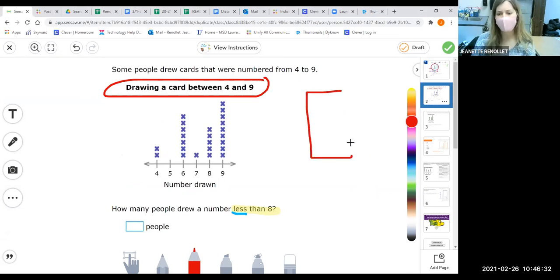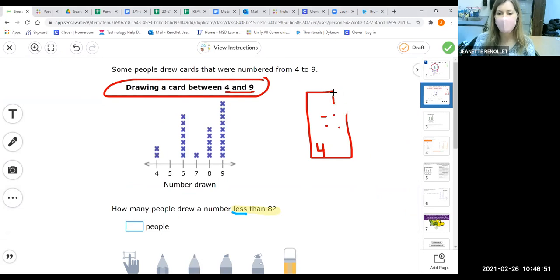You know those cards with numbers on them and shapes? People play card games. So we're talking about something like that. People who are drawing a card and the number is either 4, 5, 6, 7, 8, or 9. Okay, so let's look at our data.